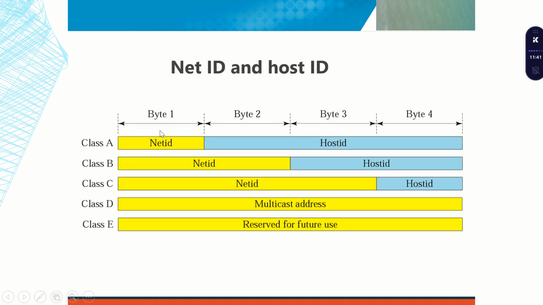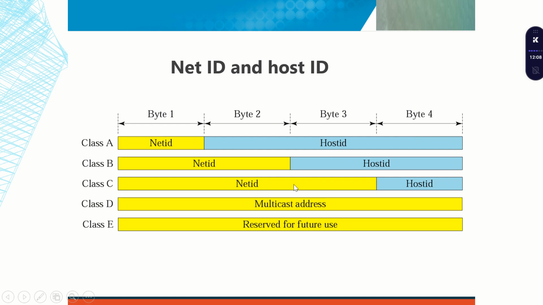So in class A, there will be only 8 bits or 1 byte for the network, so you have something around 2 raised to power 8. Class B, you can only have 16 bits, so 16,534 networks, and 16 bits for IP as well. So it's the same value.